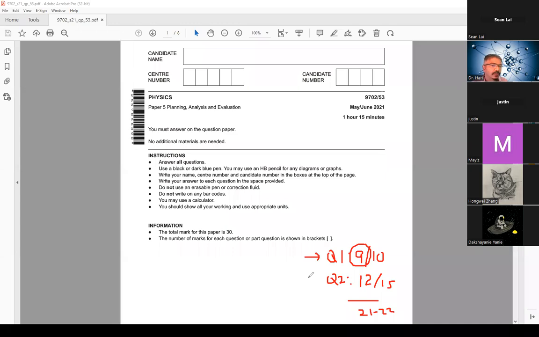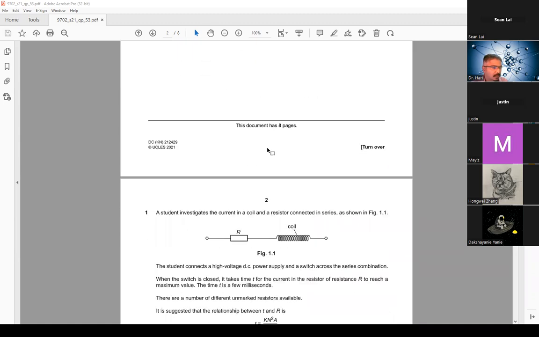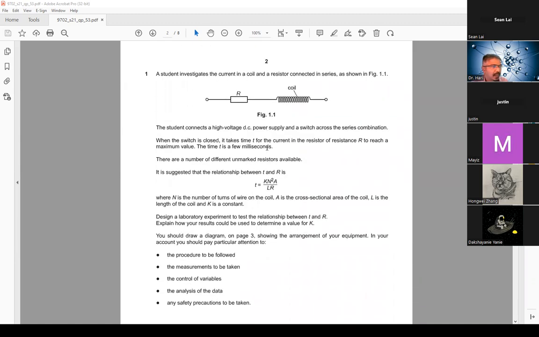Were you given a scribbling paper in the paper 4 exam? I think in most exams, they give you a scribbling paper. Correct? Yes, very good. So we're going to use the scribbling paper to plan out for question 1. Right? And this is the question.